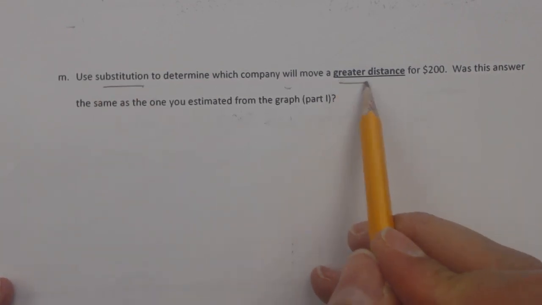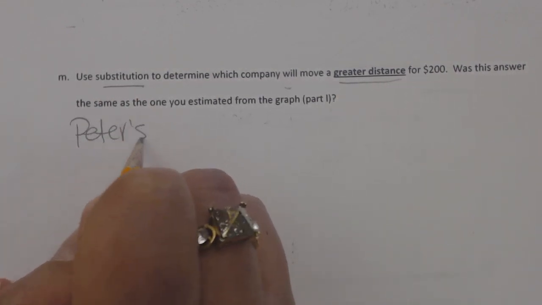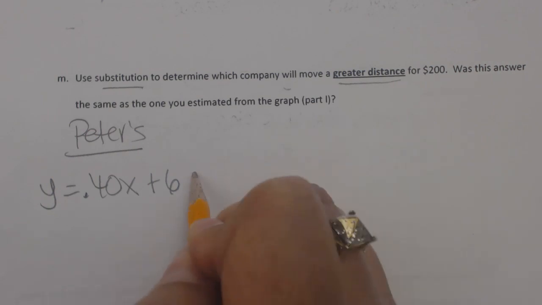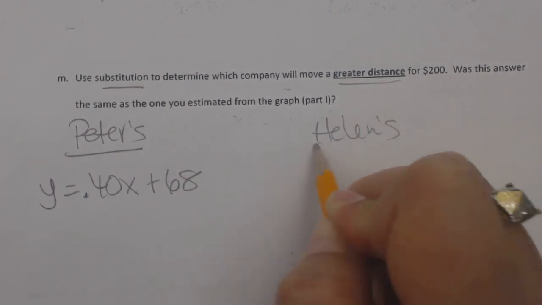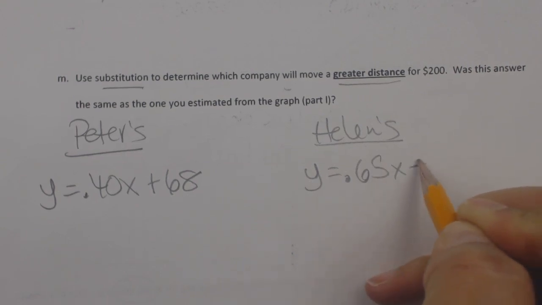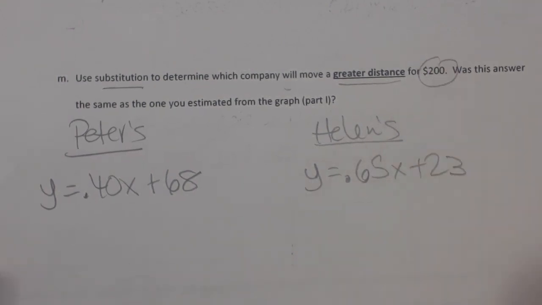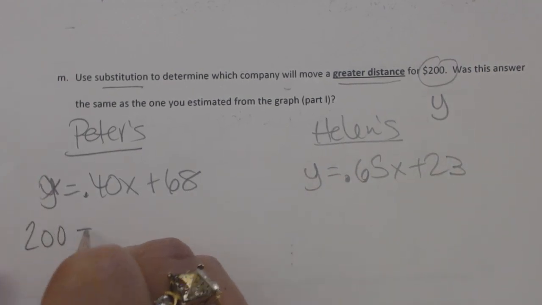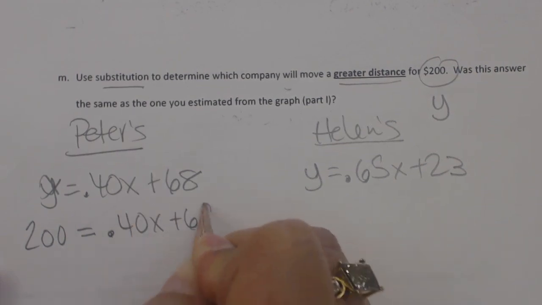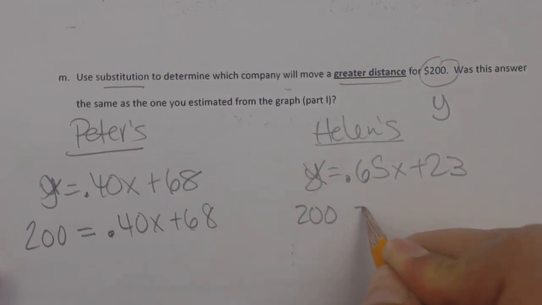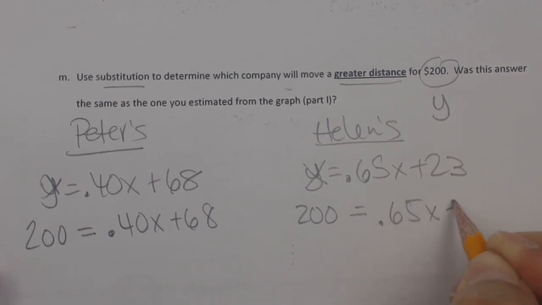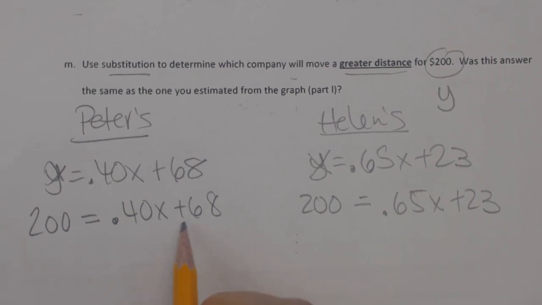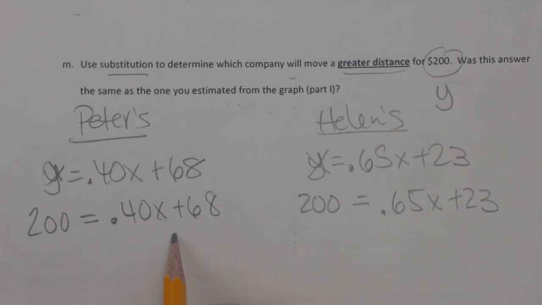Use substitution to determine which will move a greater distance. So here's Peter's. Y equals 0.40x plus 68. Got it this time. Here's Helen's. Y equals 0.65x plus 23. Now here's the thing. This is dollars. That's Y. So we're taking our Y out and we're putting 200 in. So this now becomes a solve for X. Y out, put 200 in. This is different than when you were solving for Y because we have to now use our algebra skills and solve for this X.